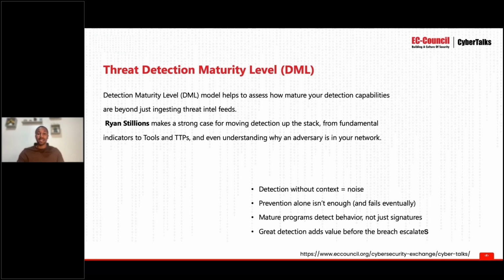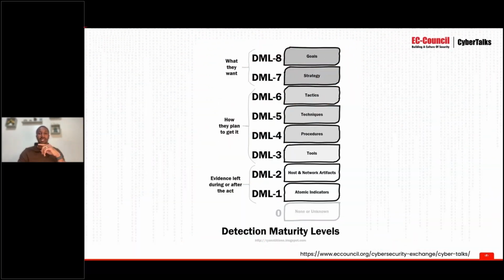Ryan Stillions also gave this breakdown of the DML, the threat detection maturity level, talking about the goals, the strategy you want to put in place, and the tactics you want to use. When is what they want. When it comes to how they can get it, you want to look at the techniques, the procedures, the tools, and how they plan to get it. What procedures are they going to implement? What tools are they going to use to infiltrate your network or systems?